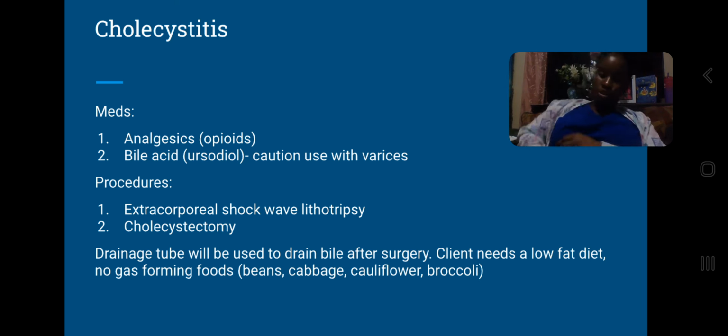Our meds that we're going to use: if I'm hurting, I want some opioids, maybe morphine. We talked about the bile acid, which we're going to use to break down the cholesterol bile stones.